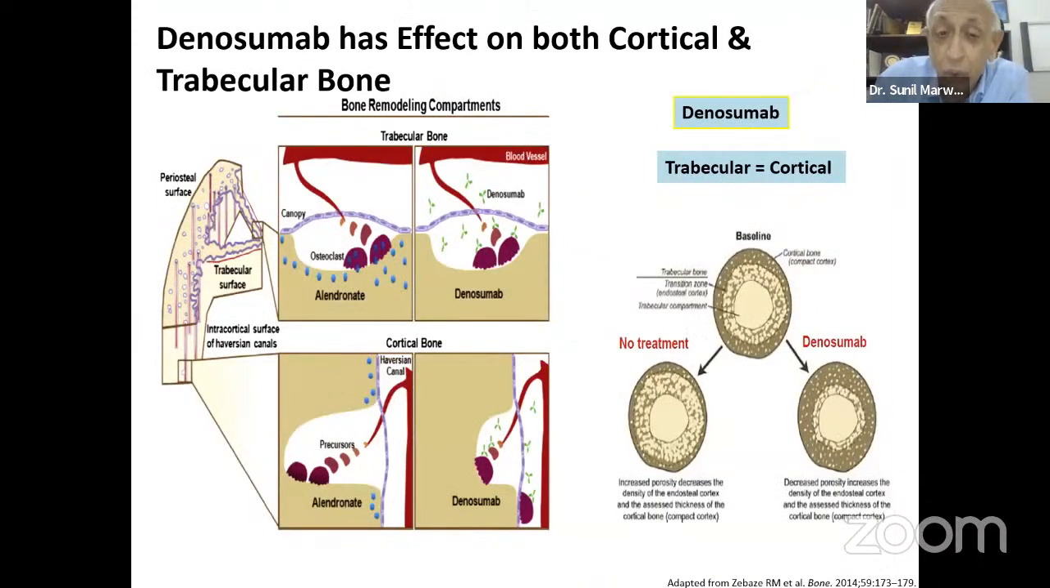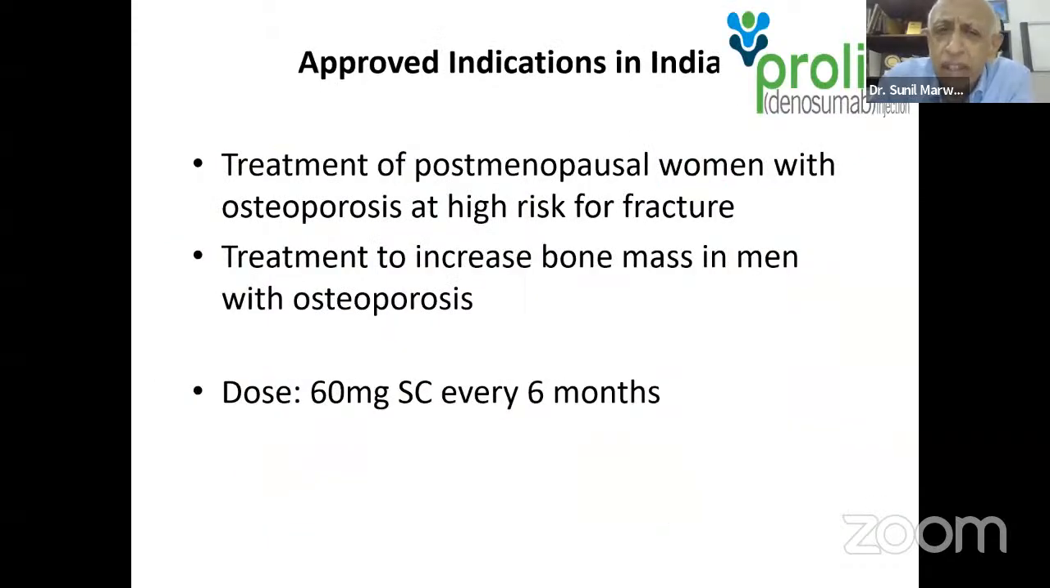The benefit of this molecule is that it is so small and it is the only antiresorptive that can reach inside the microcortical bone of the human body. All other antiresorptives go to the trabecular part, including zoledronic acid, but denosumab is the only one that reaches the cortical bone also. So the entire skeleton, the trabecular and the cortical part, are both taken care of, which is not possible by any other antiresorptive on the shelf. The treatment is for postmenopausal females and for men. The dose is 60 milligrams every 6 months subcutaneously.